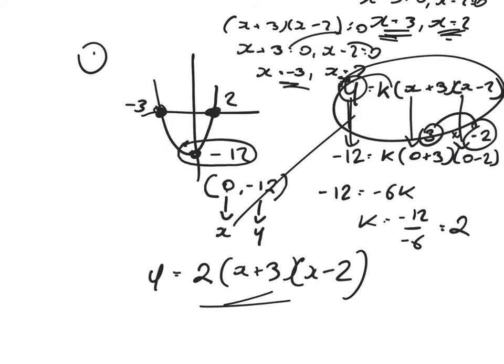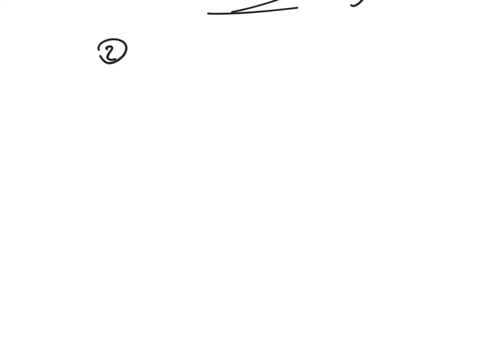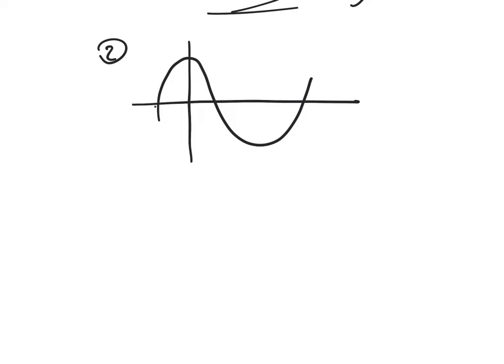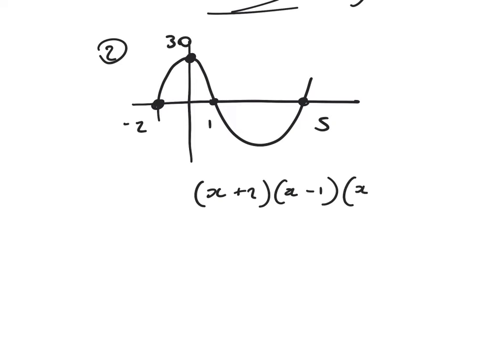We'll try another few of those. Okay, so let's try another one where we've got a curve with more than one turning point. This time we've got a root at minus 2, a root at 1, and a root at 5, and we're also told that the curve passes through the y-axis and has a y-intercept of 30. So a root of minus 2 will come from the bracket x plus 2, a root of 1 will come from the bracket x minus 1, and a root of 5 comes from the bracket x minus 5.